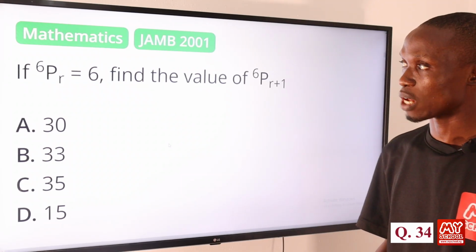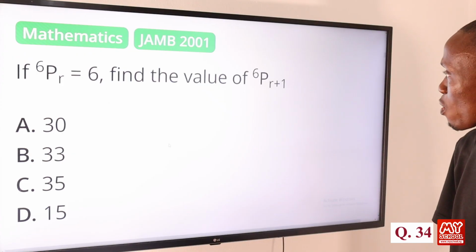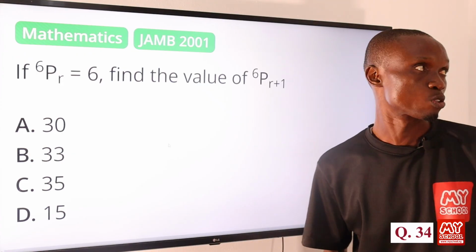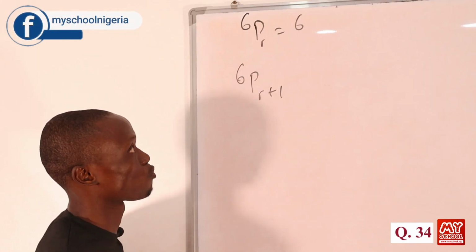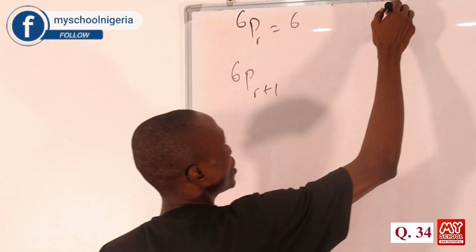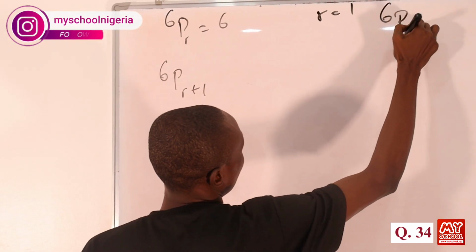If 6 permutation r is equal to 6, find the value of 6 permutation r plus 1. So let's move to the board to provide the answer to this question. Basically, here we don't know the value of r, so we will test for the value of r. So we assume that the value of r is equal to 1, so that I'll be having 6 permutation 1.